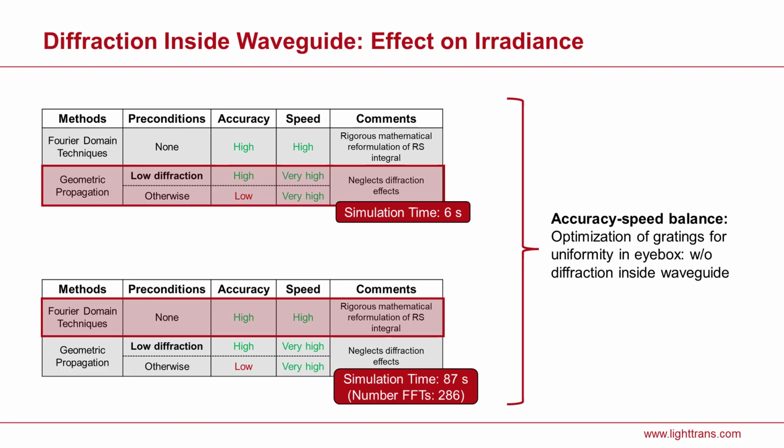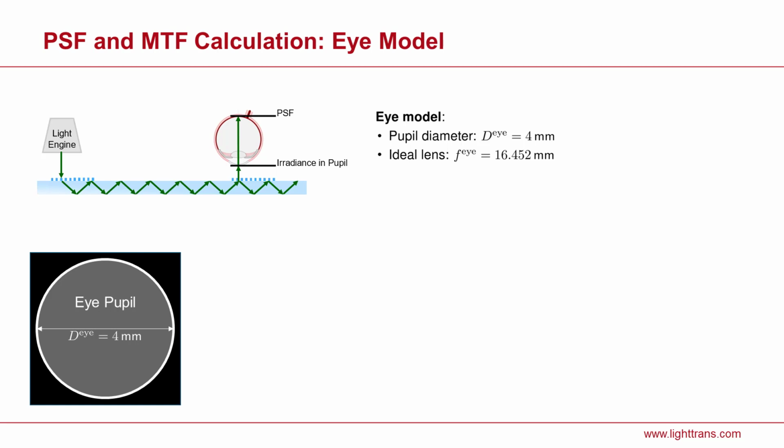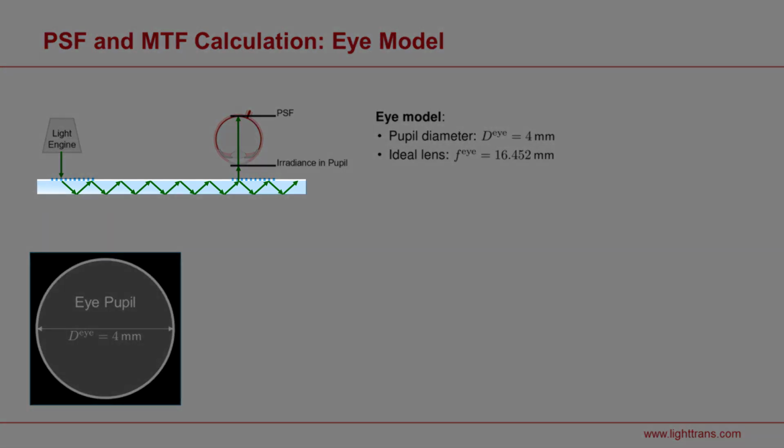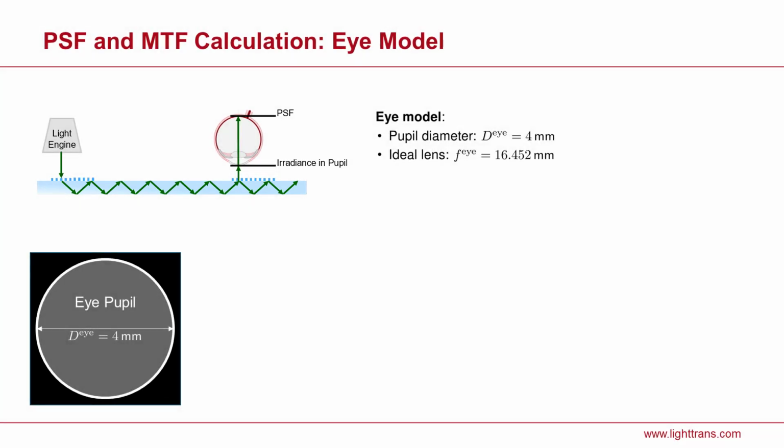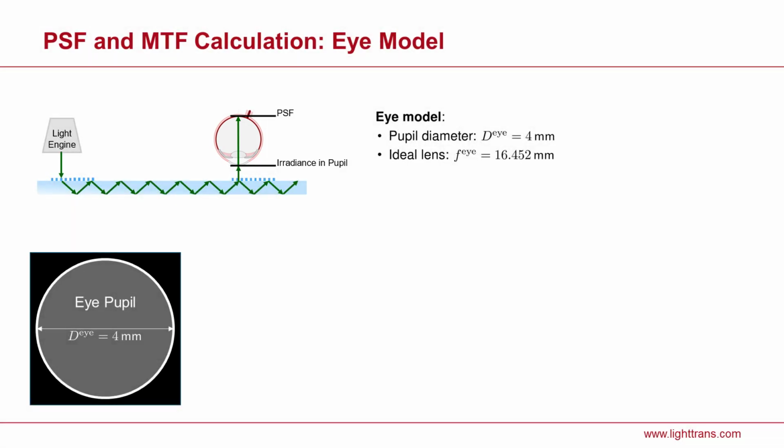But what about the calculation of the PSF and MTF at the retina of the user? Please note that we're only discussing the inclusion of diffraction for the propagation inside the waveguide. It is a given that diffraction in the final propagation step, where the focal spot is formed on the retina, must be included, because this is a completely diffraction-dominated effect and propagation step. What we're discussing here is the inclusion of diffraction inside the waveguide for the calculation of the PSF-MTF.